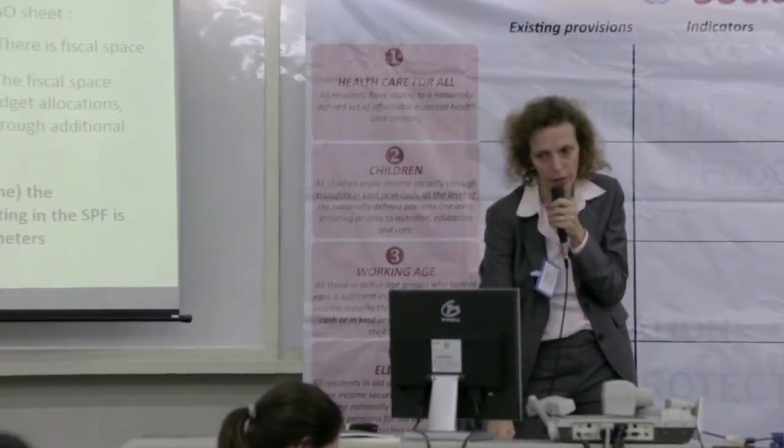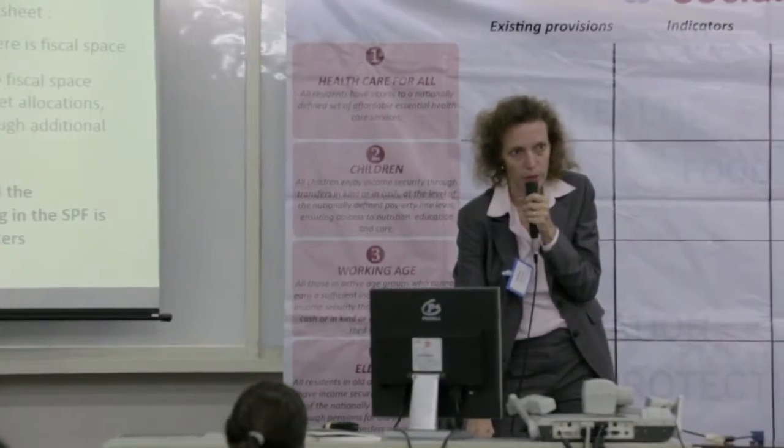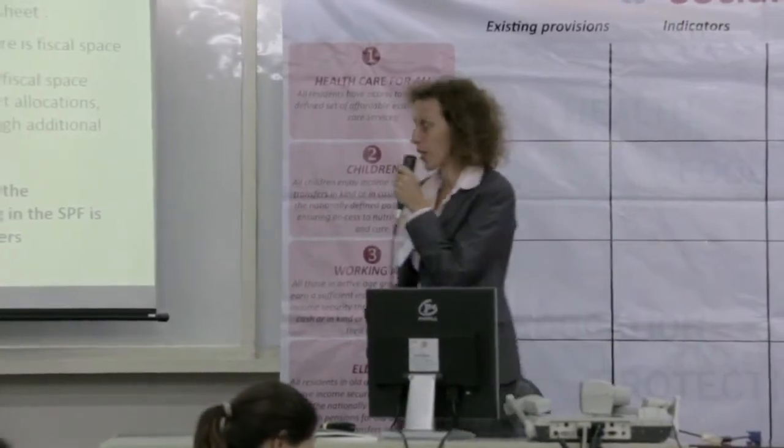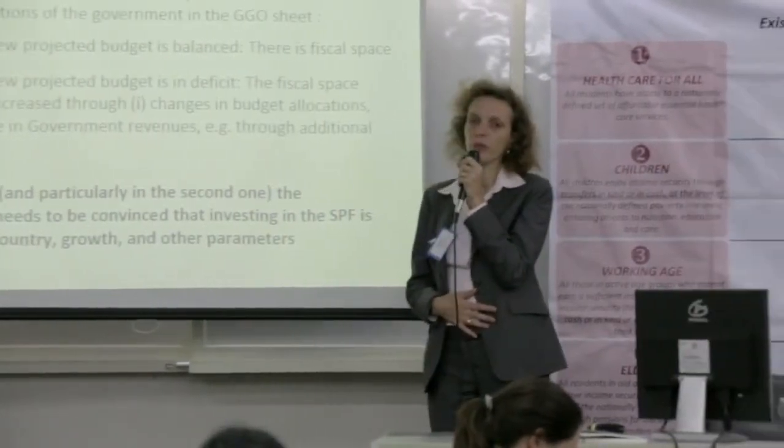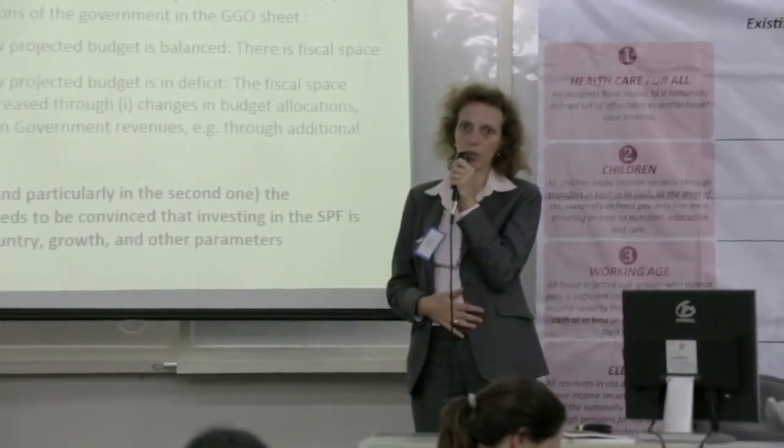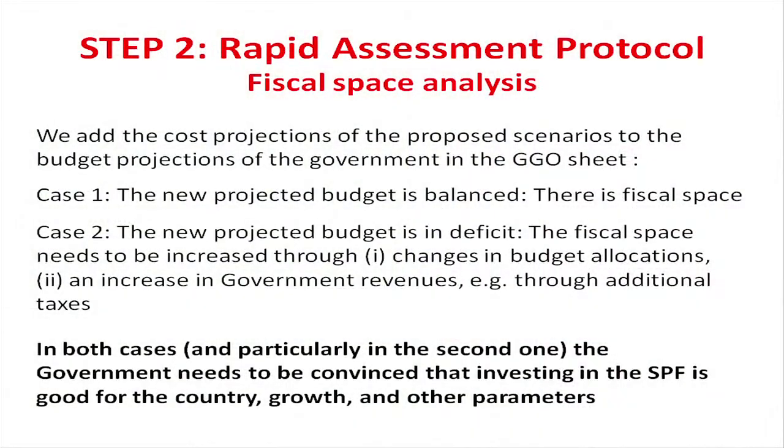Once the costing is done, you need to know whether the government, given the projected budget that you have, will be able to finance this social protection floor, the additional cost related to the introduction of the new benefits. This is called the fiscal space analysis.